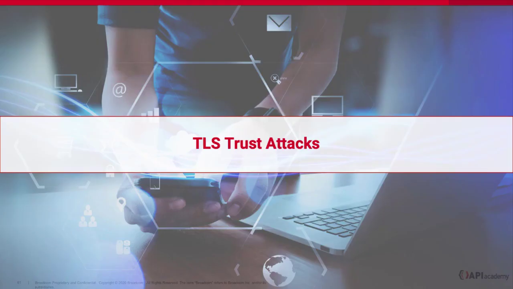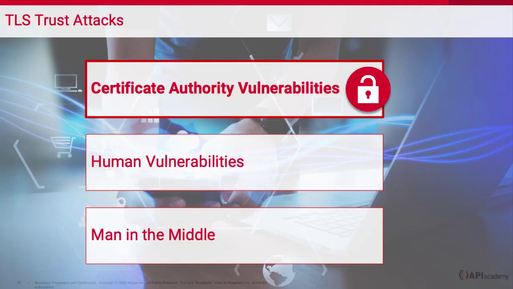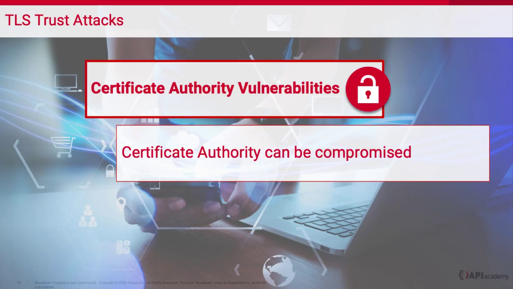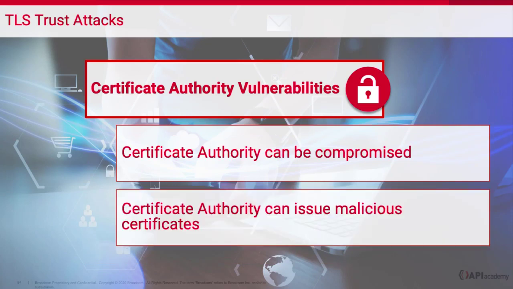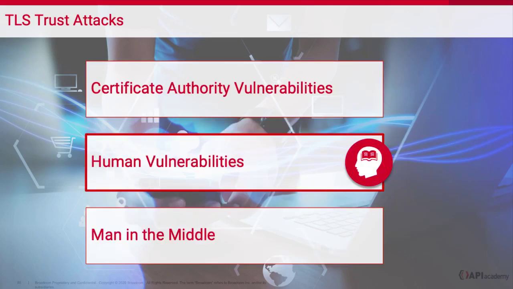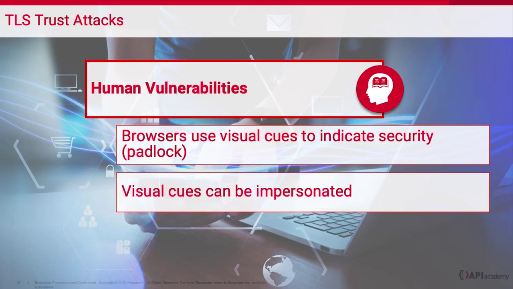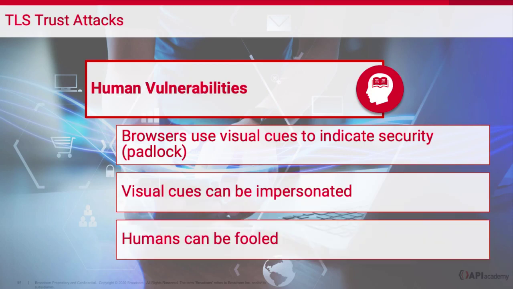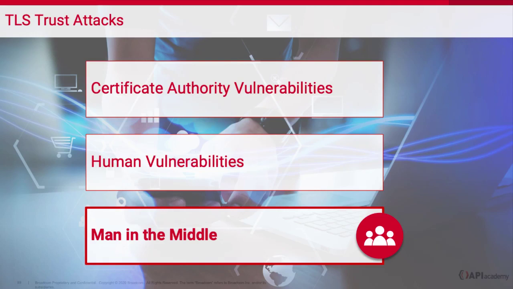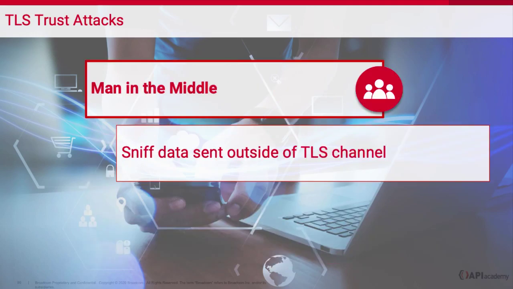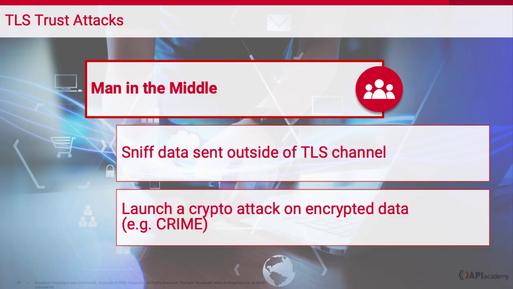TLS trust attacks can be divided into three categories: certificate authority vulnerabilities, where a trusted certificate authority can be compromised and can issue malicious certificates. Human vulnerabilities, where browsers can use visual cues such as padlock to indicate security. Visual cues can be impersonated, and of course, people can be fooled. There is also man in the middle, where data sniffed by a proxy server can be sent outside of TLS channel, or a crypto attack on encrypted data can be launched.